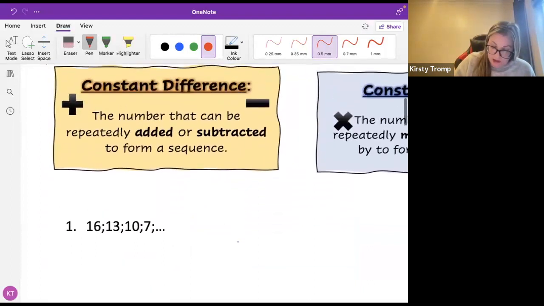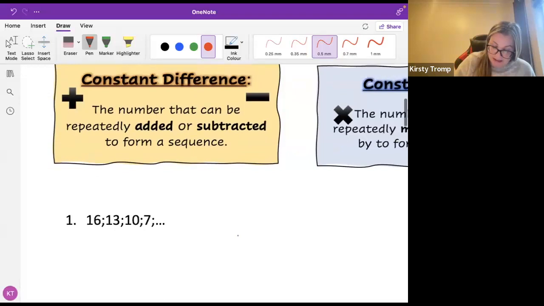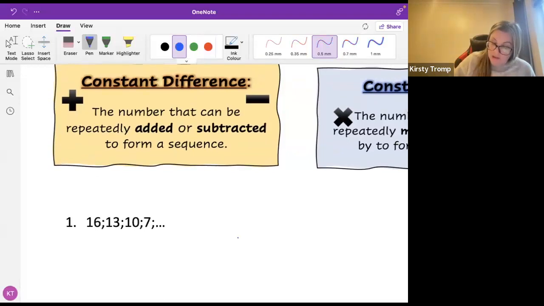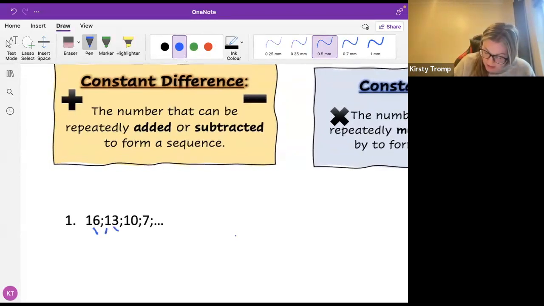So last week we had a look at our number patterns. Firstly, let's have a look at the one that's on our screen. The first number pattern we have here is 16, 13, 10, and 7. I always like to make sure whether I have a constant difference first before I look at constant ratio. So I'm going to draw some lines here to help myself. The difference between 16 and 13 is 3. The difference between 13 and 10 is 3. And the difference between 10 and 7 is 3.